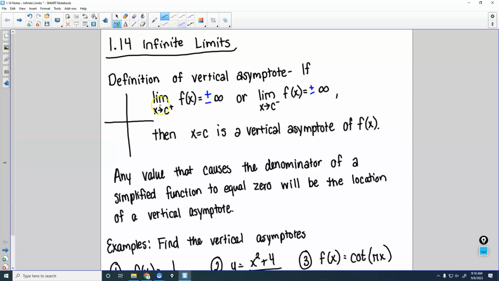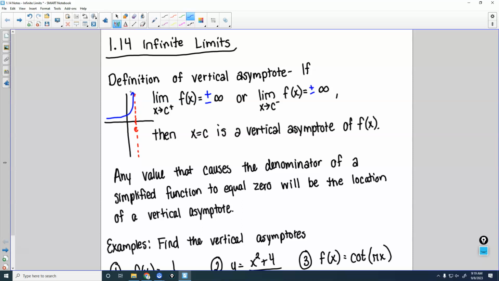If we've got some value c right here, I'm going to put a dotted line right here. If the limit from either side equals positive or negative infinity, it doesn't even have to be both sides, at either side, then you have a vertical asymptote. So as you get closer to that line, if your value goes up and up and up, approaches positive infinity, that would be a vertical asymptote.